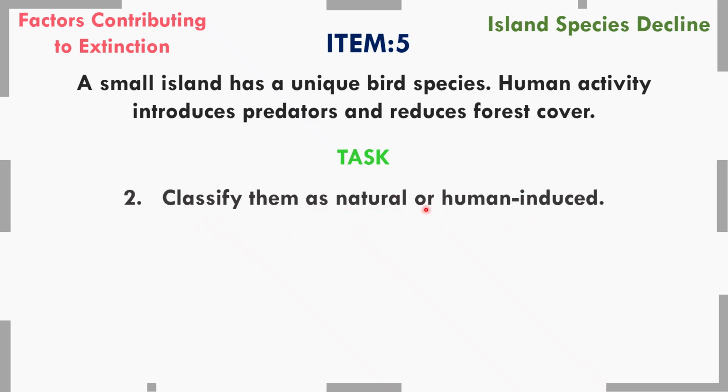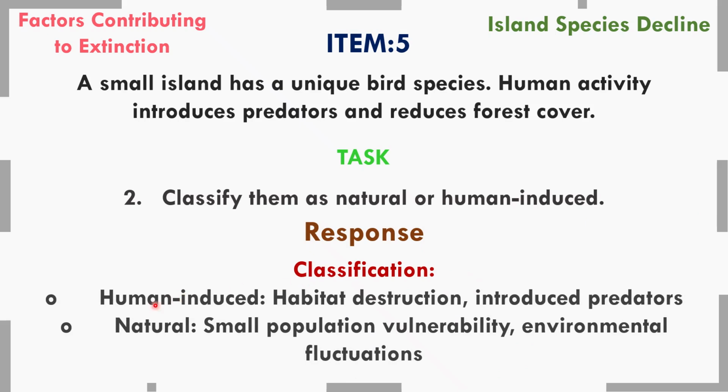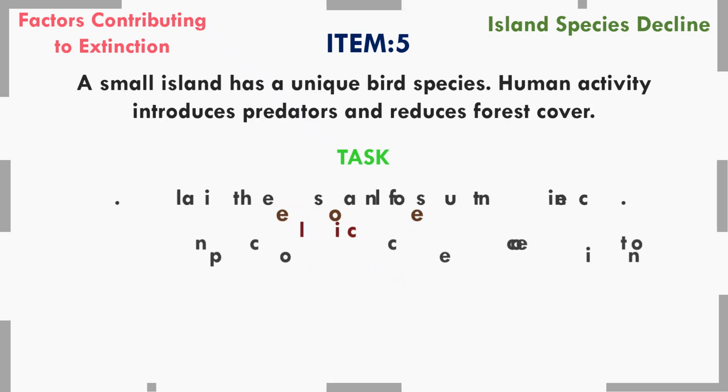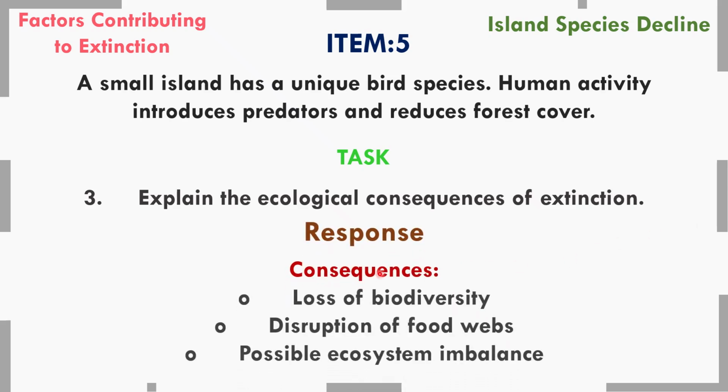Classify them as natural or human-induced. Classification: human-induced, there is habitat destruction and introduced predators. Natural, we have small population vulnerability and environmental fluctuations. Explain the ecological consequences of extinction. Consequences: loss of biodiversity, disruption of food webs, possible ecosystem imbalance.